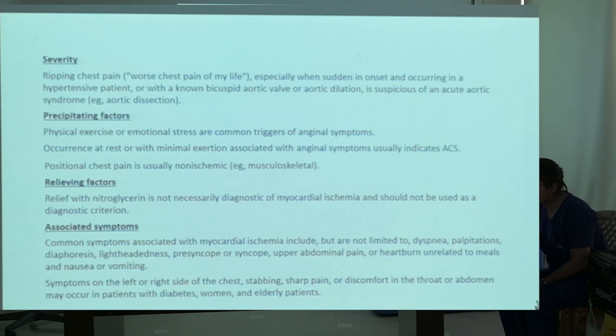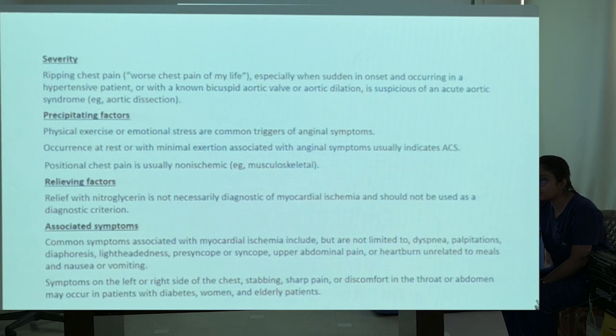Symptoms associated with myocardial ischemia can include, but are not limited to, dyspnea, palpitations, diaphoresis, lightheadedness, pre-syncope or syncope, upper abdominal pain or heartburn unrelated to meals, nausea or vomiting. Symptoms on the left or right side of the chest, stabbing, sharp pain or discomfort in the throat or abdomen may occur in patients with diabetes, women and elderly patients.